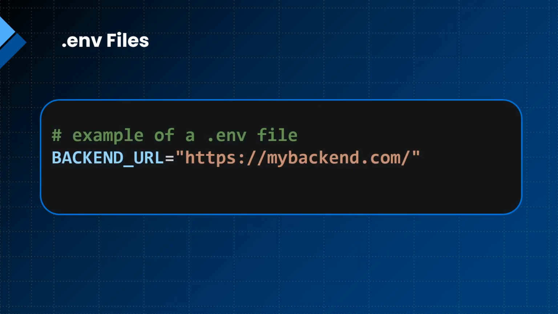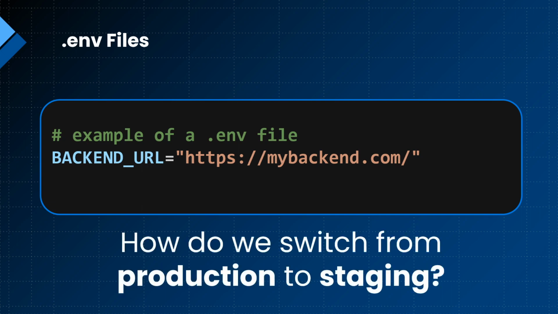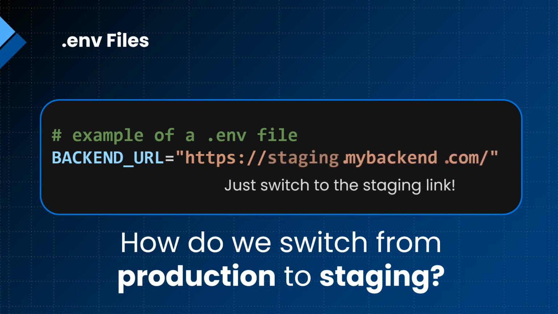Now, this is an example of what a .env file might look like, right? We have a variable called backend URL, and it stores the URL to our backend. Now, let's say this is the URL to our production backend. If we want to switch this to staging, how do we do it? Well, you just switch to the staging link.